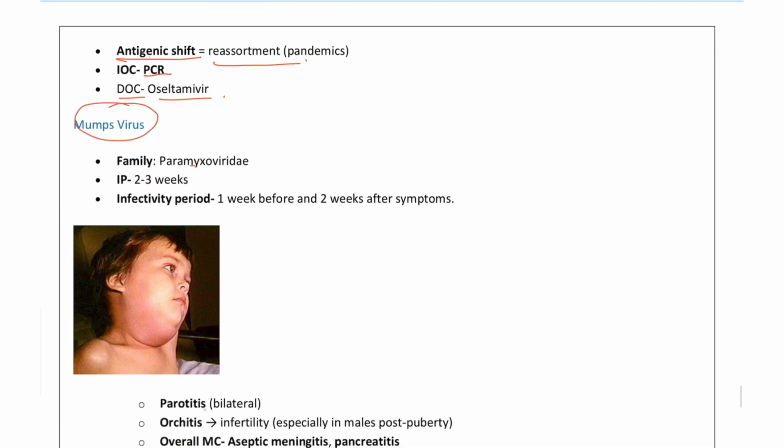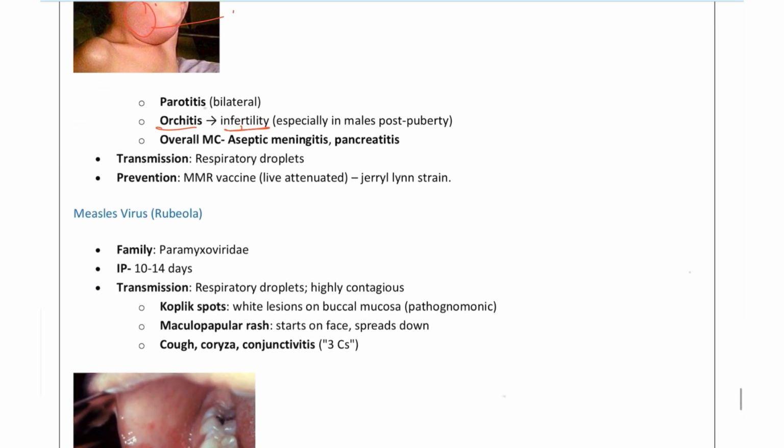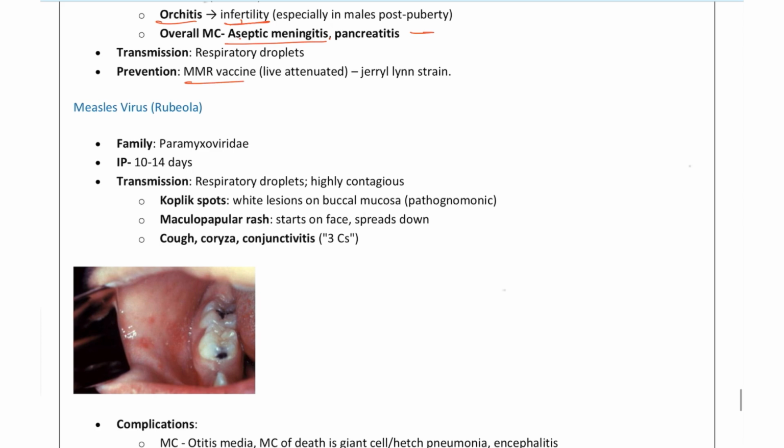Mumps virus, Paramyxoviridae family, and infectivity period is 1 week before and after the symptoms. Common symptoms: parotitis, parotid gland swelling, orchitis, it can cause infertility in post-puberty patients. Overall, the most common complication will be aseptic meningitis from the mumps virus. MMR vaccine, the strain that we are going to use is Jeryl Lynn strain.